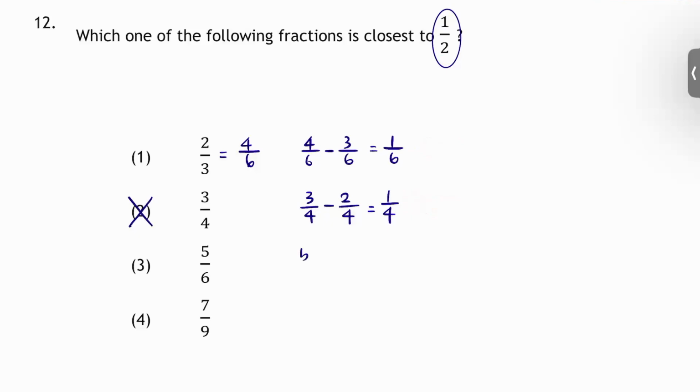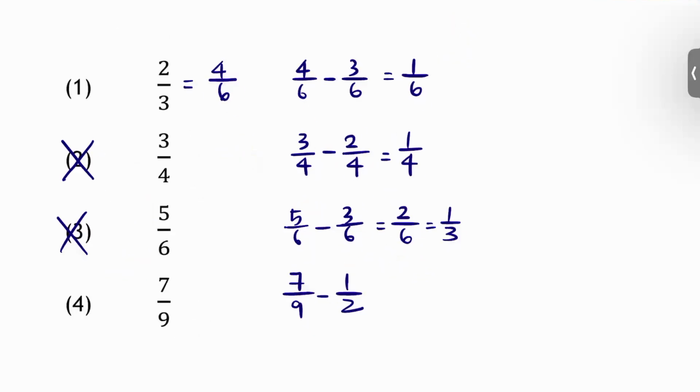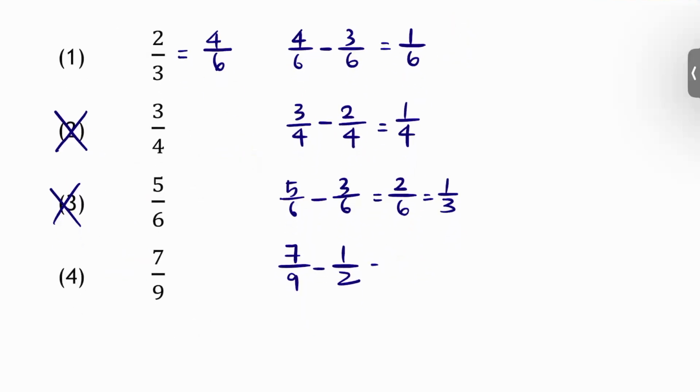And let's try with 5/6 subtract 3/6. So this is very clearly larger than option 1 because this is 1. So this is also out. All right, then for 7/9, how am I going to take 7/9 and subtract half? So 7/9 subtract half is the same as changing the denominator to 18. So 14 subtract 9 gives me 5/18.